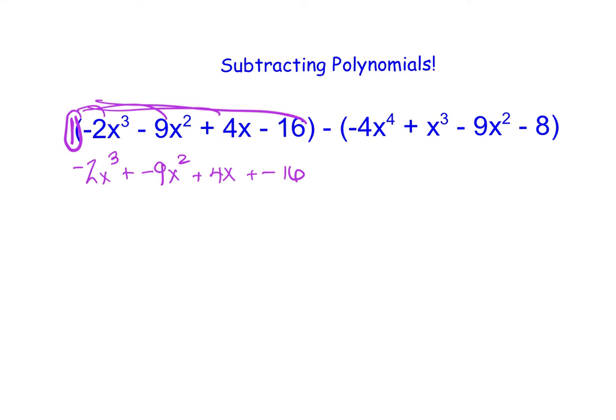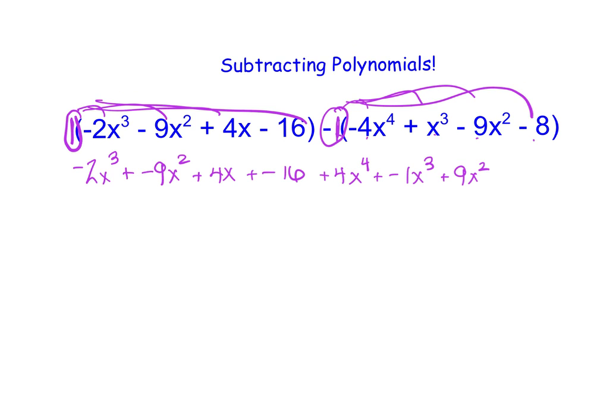Then from here, I see that I have another 1 to distribute, but this time it has a negative in front of it. So I want to make sure that I multiply everything inside of the second parenthesis by negative 1. Negative 1 times negative 4 is a positive 4x to the fourth. Negative 1 times x cubed is a negative 1x cubed. Negative 1 times negative 9 is a positive 9x squared. And negative 1 times negative 8 is a positive 8. So we start off by doing all of our distributions, and then we look for like terms.